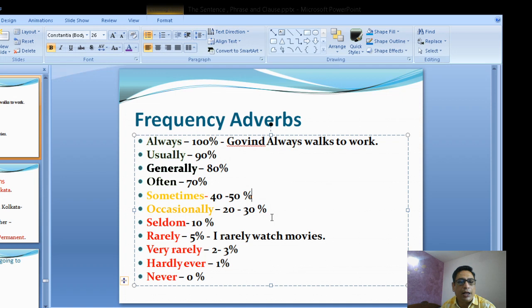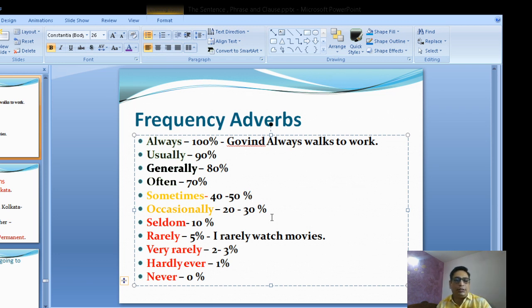So just take a look at these frequency adverbs and pronounce them once with me. These are the ones you can use in your day-to-day life for building sentences in the simple present tense, or present simple tense. So: always, 100%; usually, 90%; generally, 80%; often, 70%; sometimes, 40 to 50%; occasionally, 20 to 30%; seldom, 10%; rarely, 5%; very rarely, 2 to 3%; hardly ever, 1%; never, 0%.